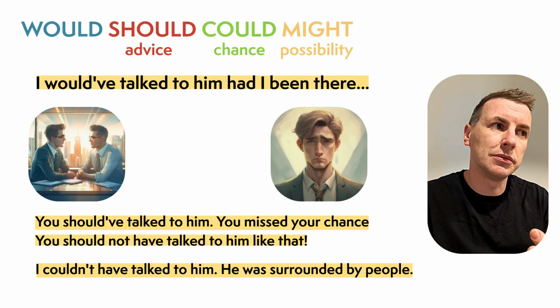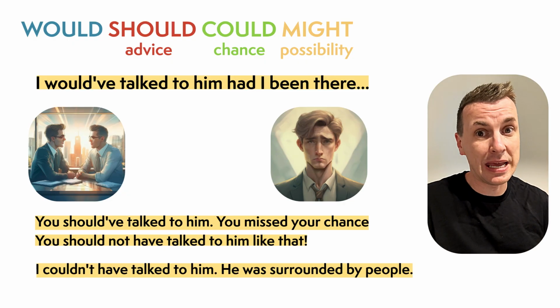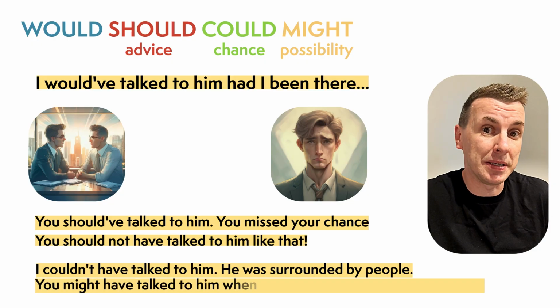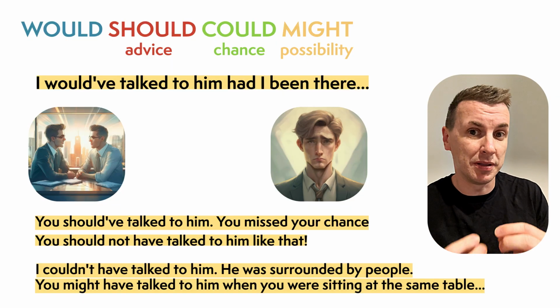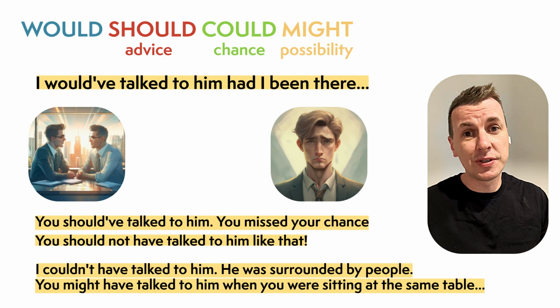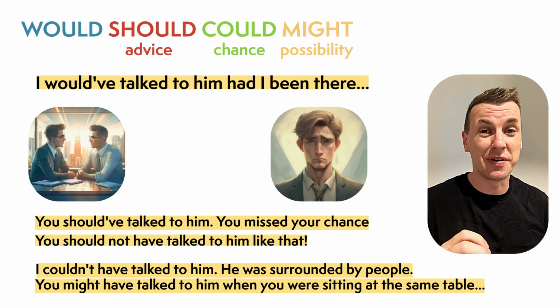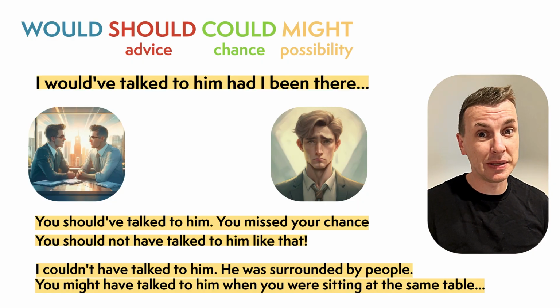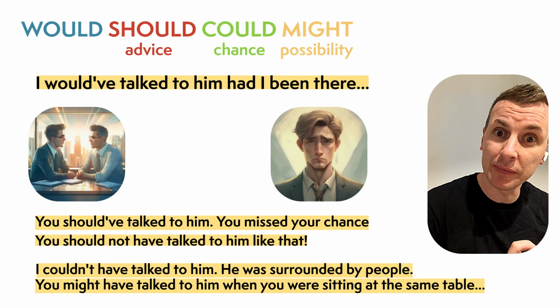And you tell her, well, you might have talked to him when you were sitting at the same table with him. You might have done it. You see, the possibility was low, but you might have done it. There was a possibility. Okay. So here's the idea. We use should and shouldn't when we sort of scold our friend because he didn't do something, but should have done something, or he did something, but shouldn't have done something.